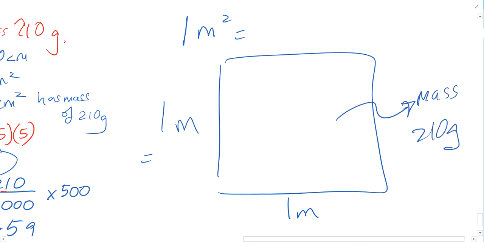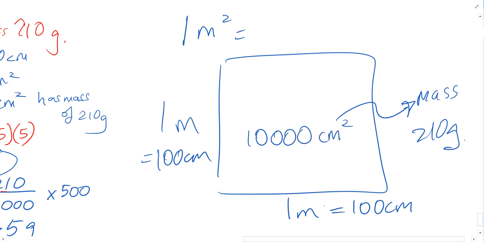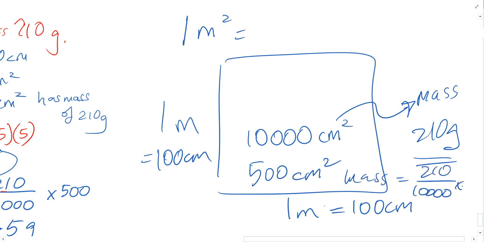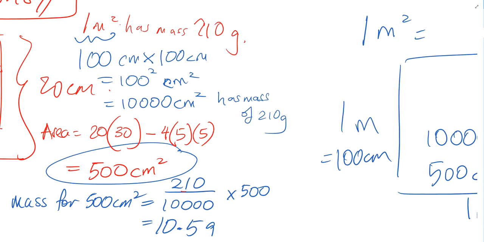210 grams. Okay, so this is 100 cm, 100 cm. So 10,000 square centimeters has a mass of 210 grams. Now I don't need 10,000 square centimeters. I only require 500 square centimeters. So mass equals 210 over 10,000 times 500. You get 10.5. So that's part A. Part B.